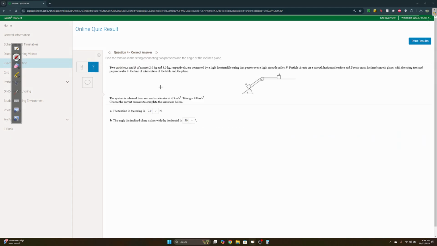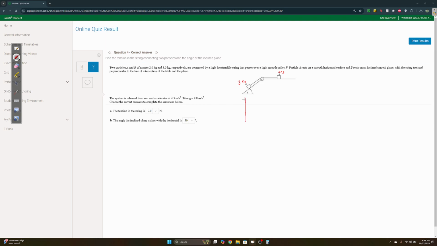Question 4. Two particles A and B of masses 2 and 3 are connected by a string. Particle A rests on a smooth surface with the string taut and perpendicular to the intersection. The system is released from rest and accelerates at 4.5 meters per second squared. Take g equals 9.8, find the tension. B is 3 kg, A is 2 kg. I'm going to start with both blocks.